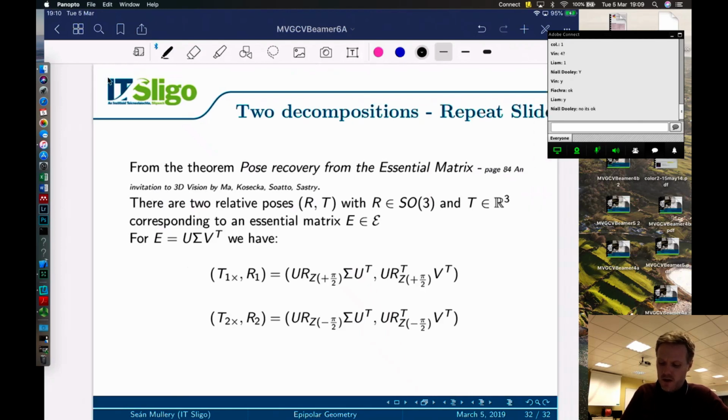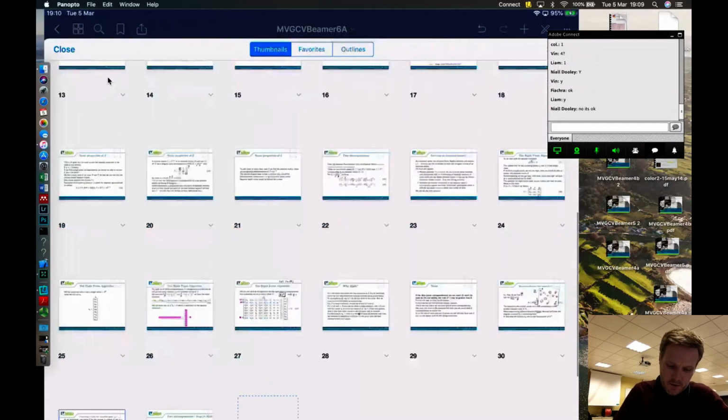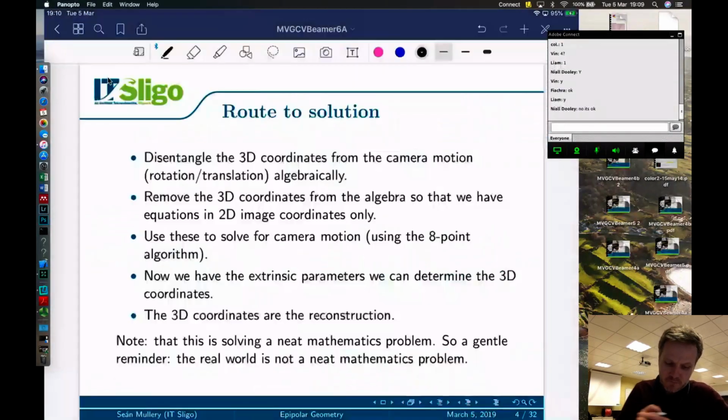Okay. So maybe we're at the end there, but let's go back to our original idea, which was our route to a solution. What we wanted to do was disentangle our 3D coordinates from the camera motion. So we separate them out. We want to remove the 3D coordinates from the algebra so that we have equations in the 2D image coordinates only. We then use that to solve the camera motion. This is where we use the 8-point algorithm. And we now have the extrinsic parameters by that last slide there, which was a repeat of the slide previously.